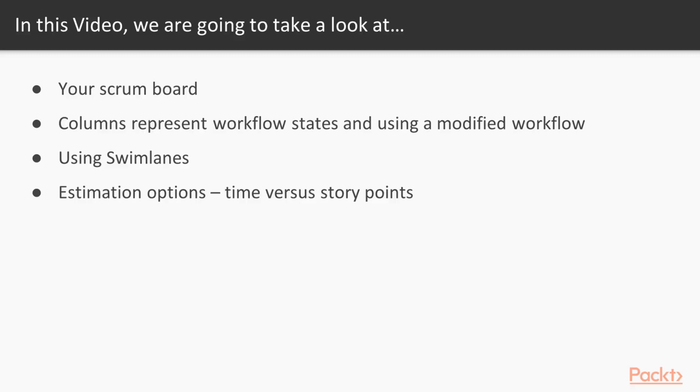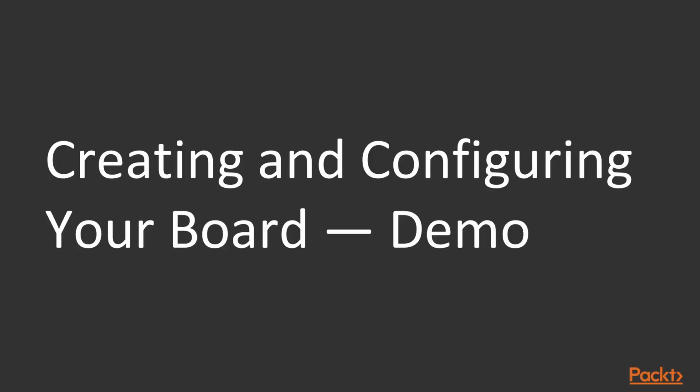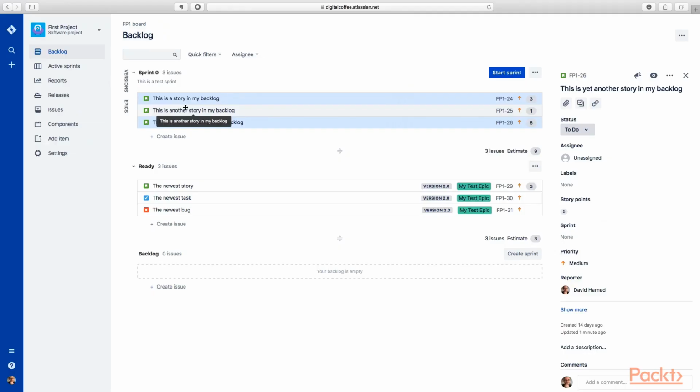The columns that you're going to see will represent workflow states, and we're going to talk about how to use those to replicate your workflow and then how to modify your workflow within Jira in order to allow that. We'll talk a little bit about swim lanes and estimation options, and some of the other configuration options. I think swim lanes and estimation are the most important, so I highlighted those here. So let's go ahead and go over to Jira.